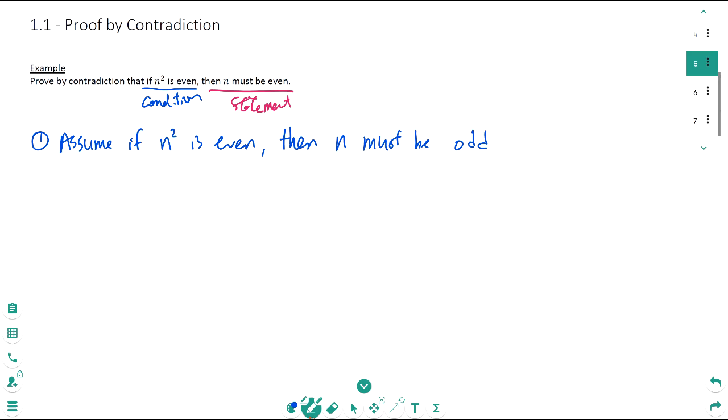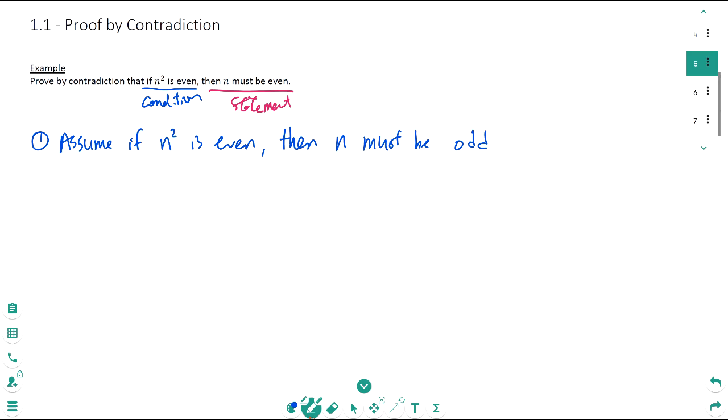Now you can also use the word non-even. Non-even also means odd because it's not like male and female. If you say non-male, it just means female. There's no third kind of number in here. It's either even or odd. So you can also say non-even, but we'll use the word odd. So assume if n squared is even, then n must be odd.